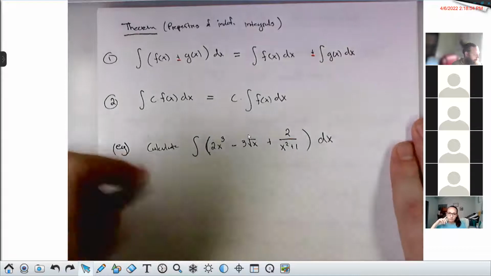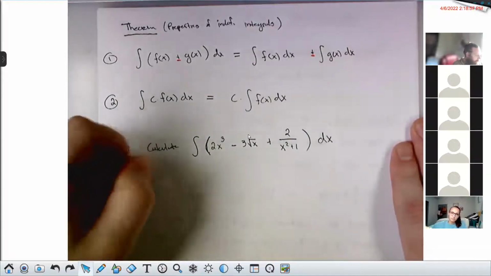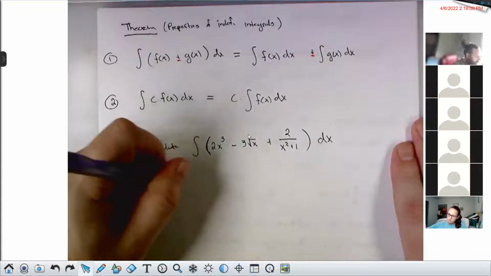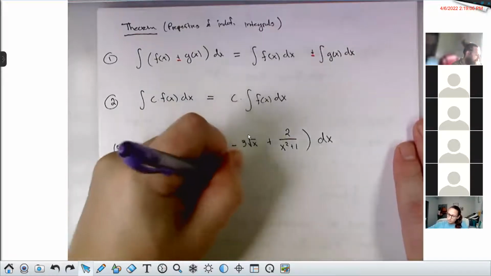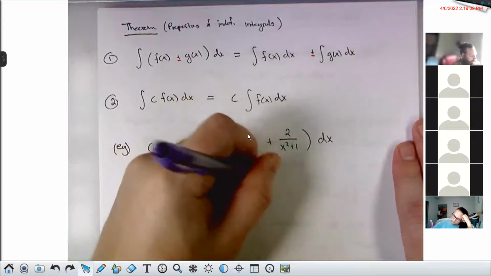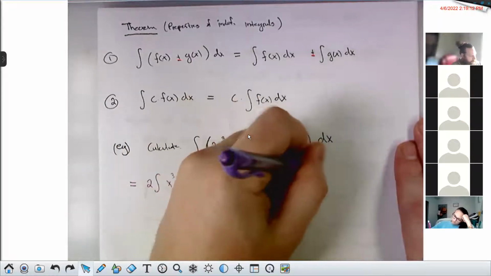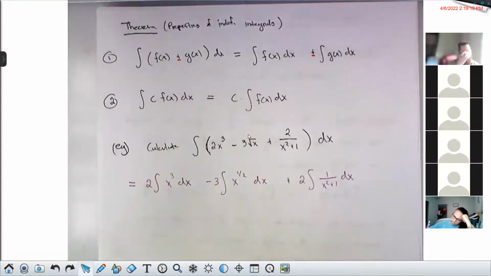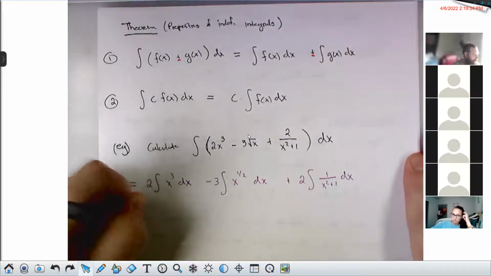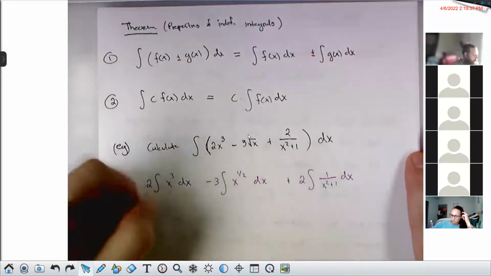So my first step here, well, it might seem a little bit silly, and indeed we won't always do this, will be to use those properties to tell my reader that the way I'm attacking this problem is by approaching each piece on its own. The 2 is going to come along for the ride.